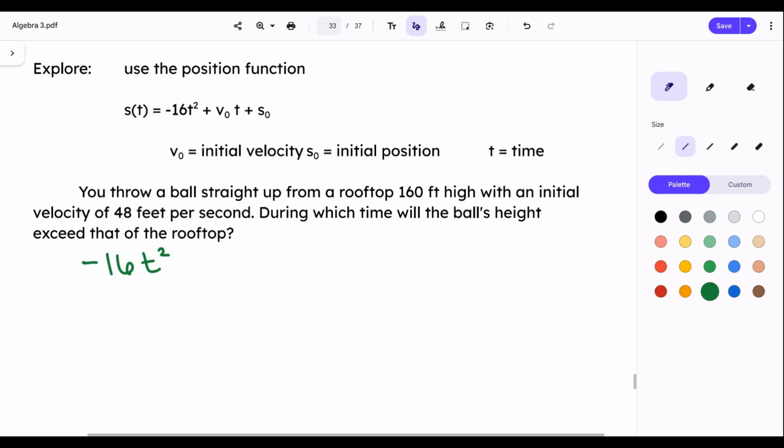So now I need to figure out which of these numbers, the 160 and the 48, goes in for V and which one goes in for S. Remember, it said V represented your initial velocity and S represents your initial position. So 160 is where you started when you threw the ball. And then it says an initial velocity of 48 feet per second, so the 48 is going to go in for that V. And then we've got a T after that, and then the 160 goes on the end here.